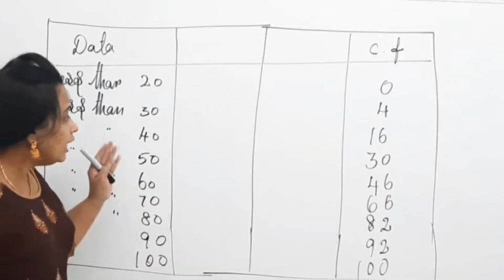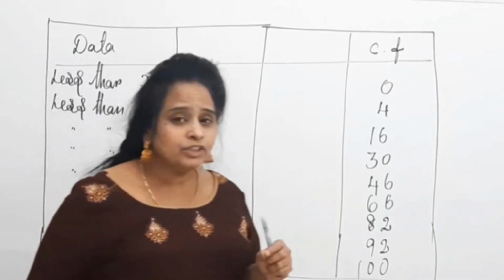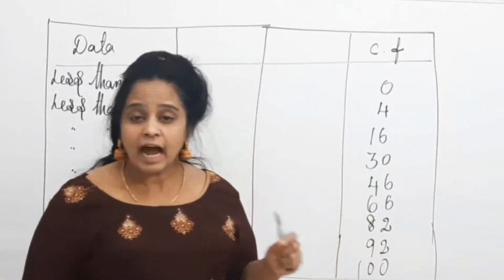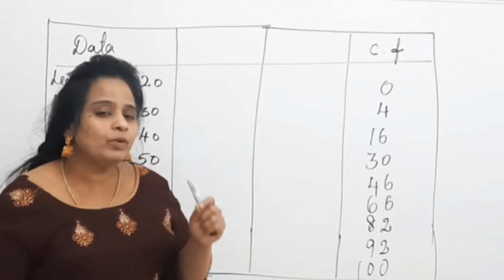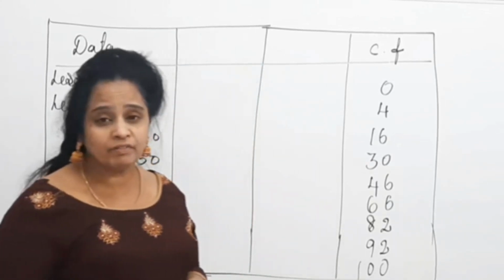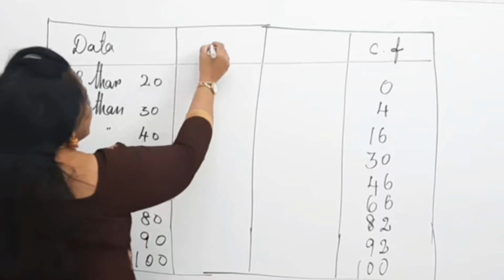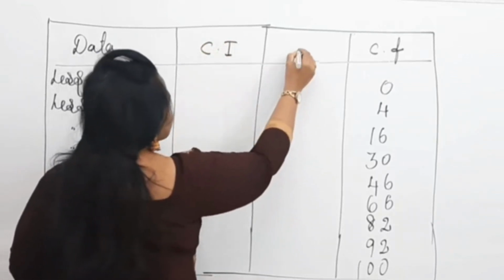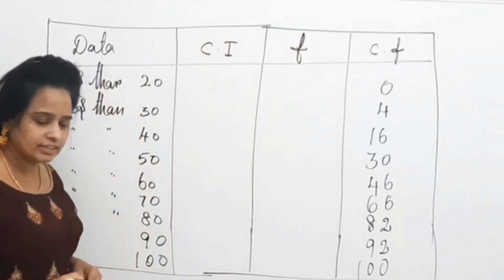Now I understood these two, but I don't want this much. I want my class interval as well as the frequency, which I have to find from the given data. So how do I get my data? So class interval and my frequency.